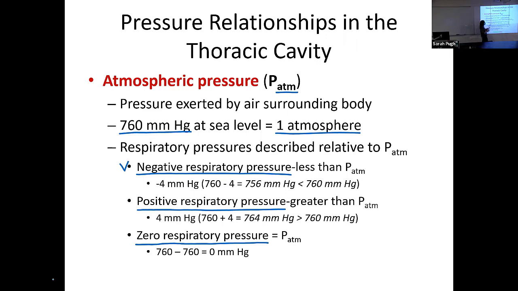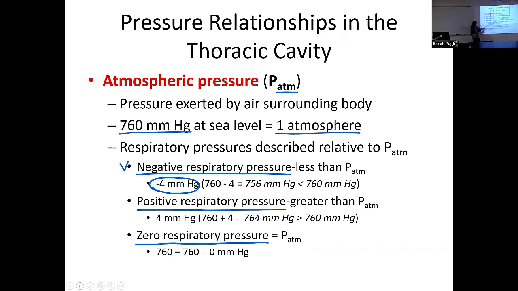This would be an example of how it would be described. If atmospheric pressure is 760 millimeters of mercury, a negative respiratory pressure, like a pressure that's -4 millimeters of mercury, means it's 4 under atmosphere. So it means it's 756 millimeters of mercury. That is 4 less than 760.